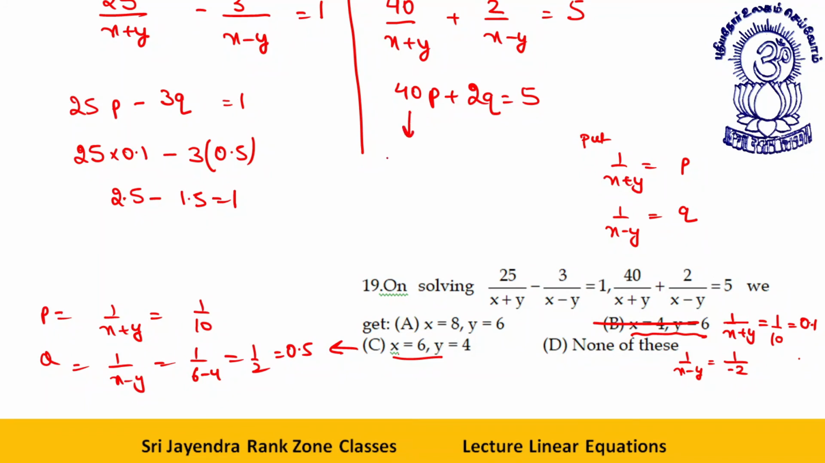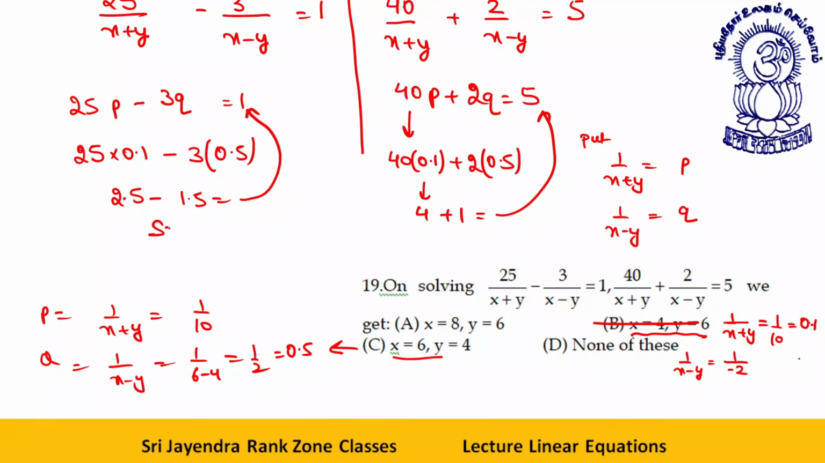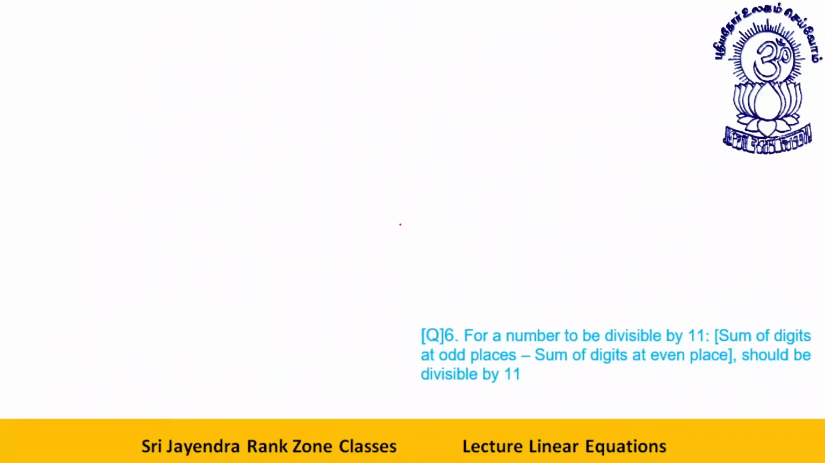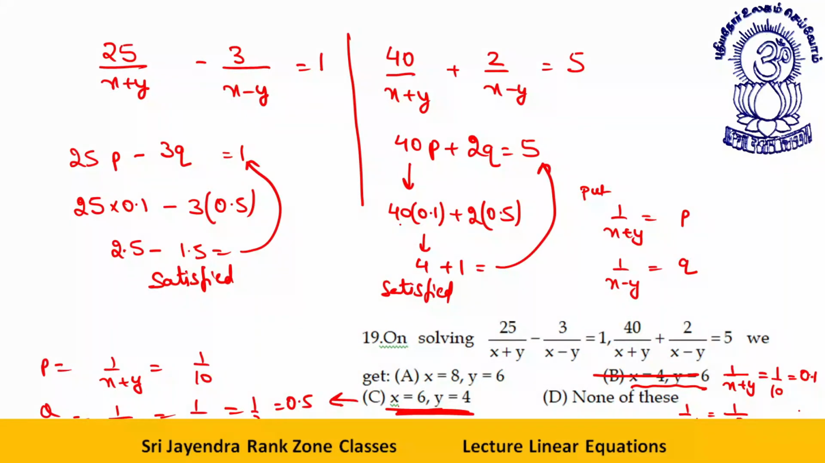Let's put it in the second equation: 40 into 0.1 plus 2 into q, where q is 0.5. This is 4 plus 1 is equal to 5, satisfied. Therefore, both the equations are satisfied, so this will be your answer. Okay, dear students, let's take the next one. We tried with the options, and 6 and 4 were easy to try. That's why I started with this.